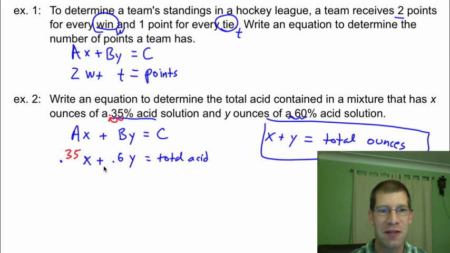So 0.35X plus 0.6Y equals the total amount of acid in the mixture. That's all I have to say about section 3.